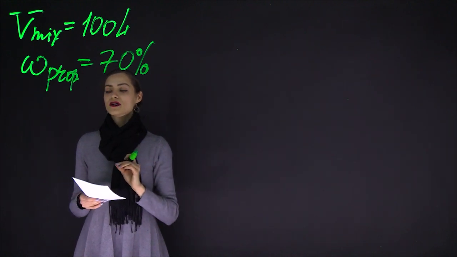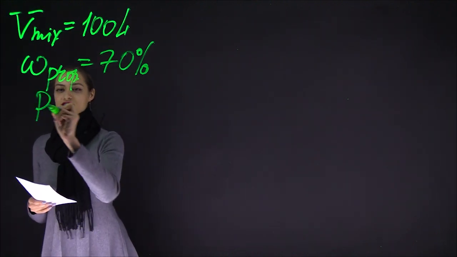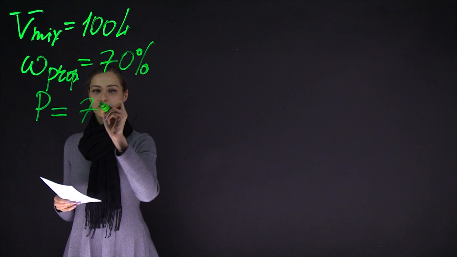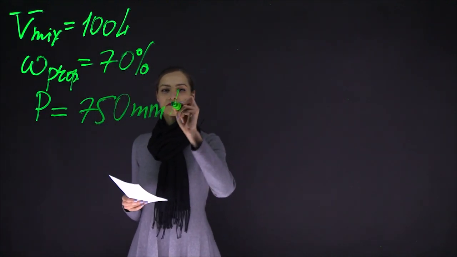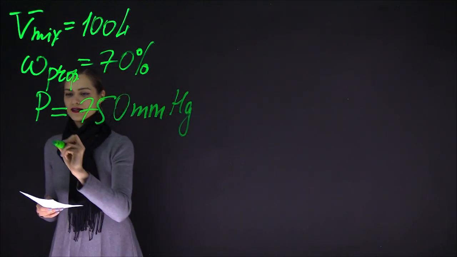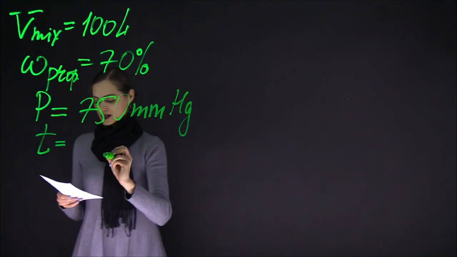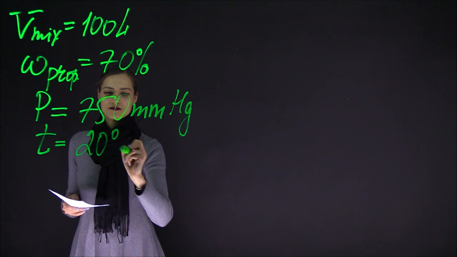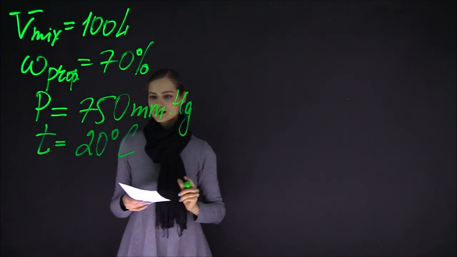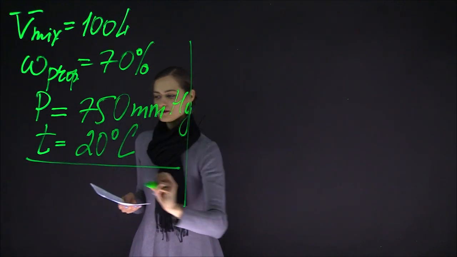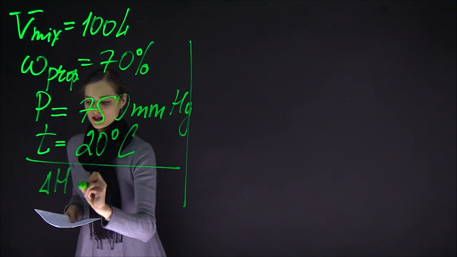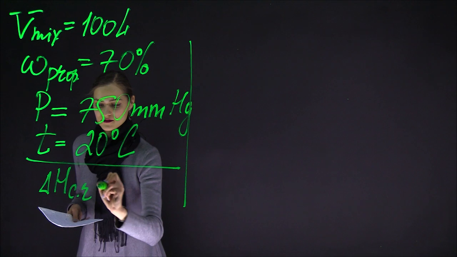This mixture was measured at a pressure equal to 750 millimeters of mercury and a temperature of 20 degrees Celsius. So we need to calculate the heat effect for the combustion reaction.